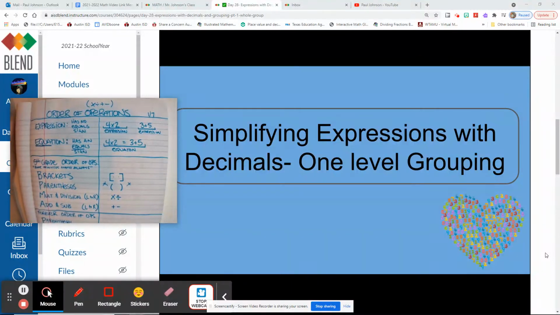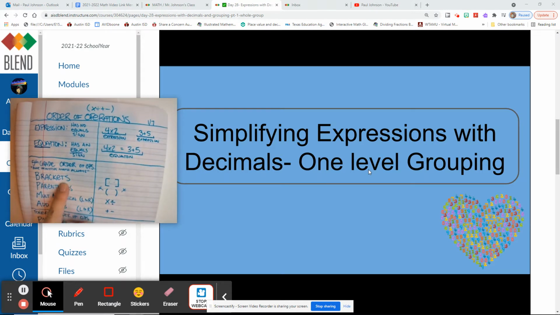Welcome back to another fancy schmancy episode of things that we do in class but not in class on a computer. So, simplifying expressions with decimals, one level of grouping. Yesterday we actually finished off with one level of grouping on that last problem, but today we're going to look further at levels of grouping.